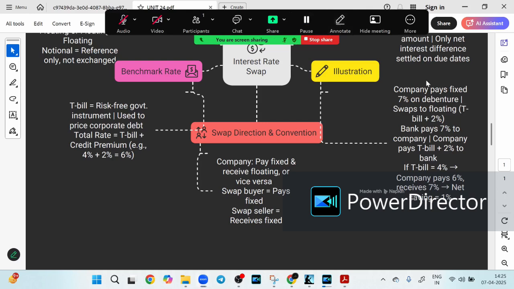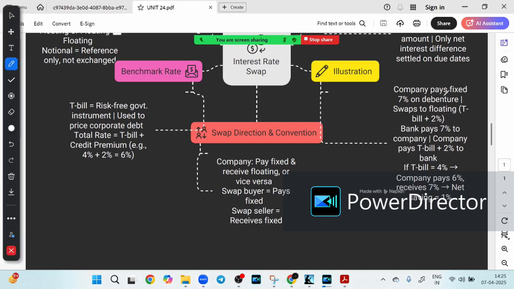Coupon swap. Coupon swap means what? Interest is fixed in one currency and floating in the other. Great for international deals. So in one currency, interest is fixed, and in the other currency, the interest rate is floating. Then it is good for international swaps.